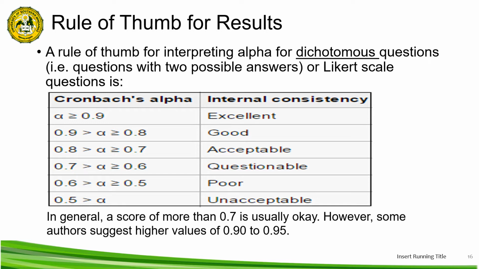However, some authors suggest higher values of 0.90 to 0.95. So Cronbach's alpha tests to see if multiple question Likert scale surveys are reliable. These questions measure latent variables, hidden or unobservable variables like a person's conscientiousness, neurosis, or openness. So these are very difficult to measure in real life. Cronbach's alpha will tell you how closely related a set of test items are as a group.